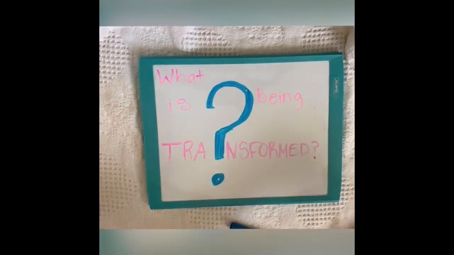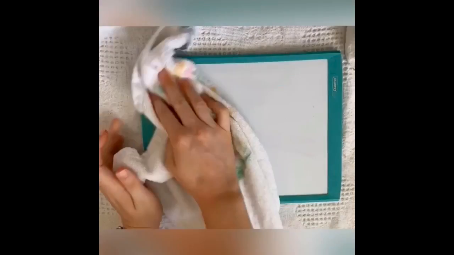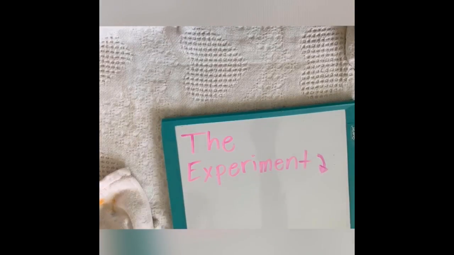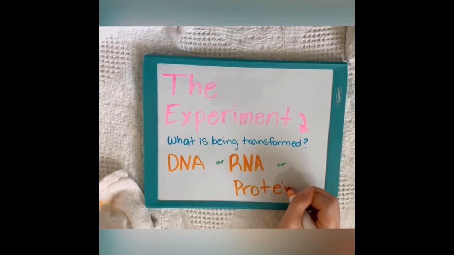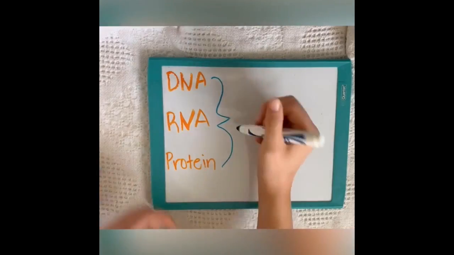Avery, MacLeod, and McCarthy took Griffith's findings that substances could be genetically transformed and asked this big question. The experiment conducted aimed to isolate DNA, RNA, and proteins in order to determine which one caused transformation.